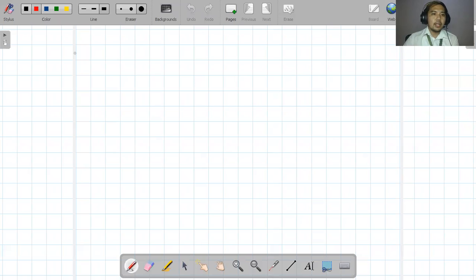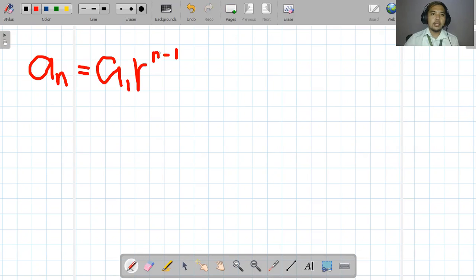So the formula for the nth term is a sub n equals a sub 1 times r raised to the power of n minus 1. Basically, you need n that represents the order of the term you're looking for, kung ikapila ang gipangita. If a sub 6, 6 diha, kung a sub 8, 8 diha. So, kung ikapila ang gipangita, that represents your n.